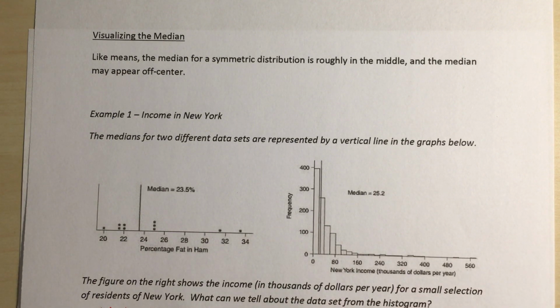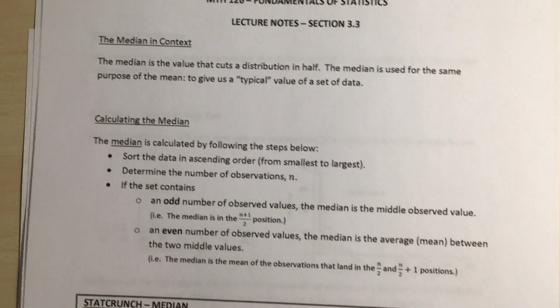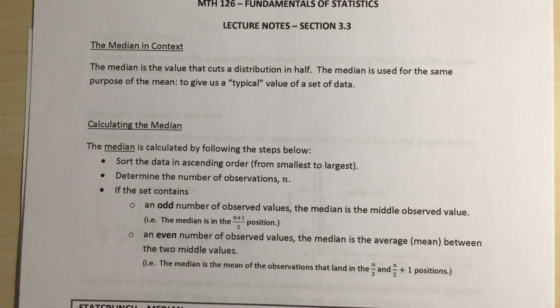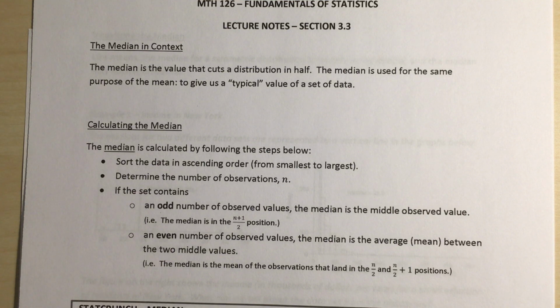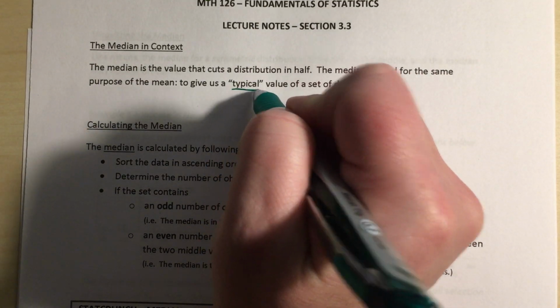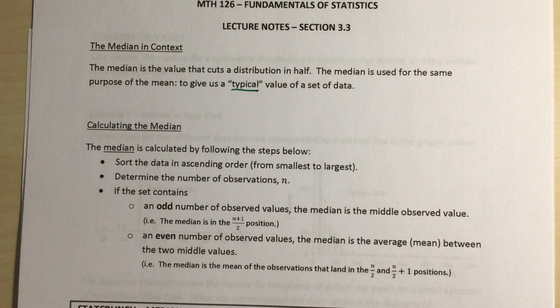So our median, again, is a different type of center. This different type of center means that what we are looking at is our halfway point. It's not our average, it is our halfway point. In context, the median is a value that cuts the distribution in half. It's used for the same purpose as the mean, to give us a typical value of the data set. So in a way, the ideas of mean and median are closely related. Again, we're going to see this word typical show up as we go through some of these different problems. Next, we're going to talk a little bit about calculating the median.